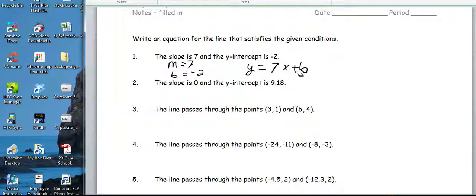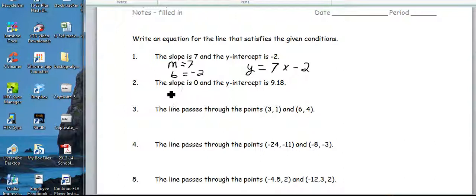So now let me just show you. Technically, I could write plus -2. But that's a whole lot of extra writing, and it doesn't look good. We like to simplify things a little more than that in math. So I'm going to write that whole term as just -2. Well, there's your answer. y equals 7x minus 2.